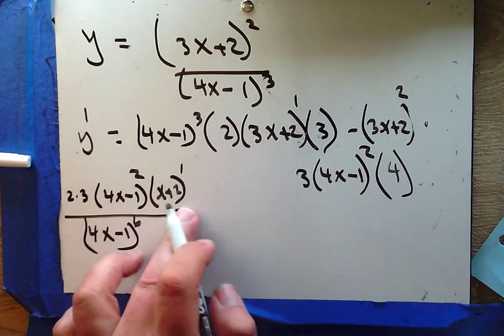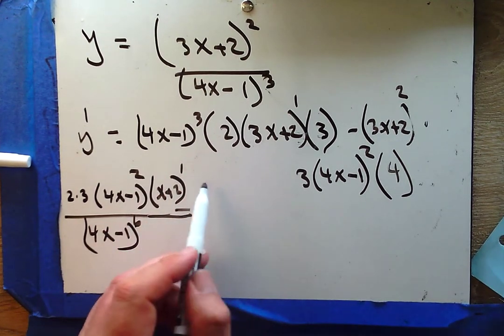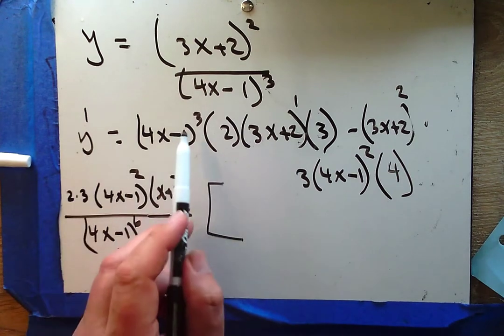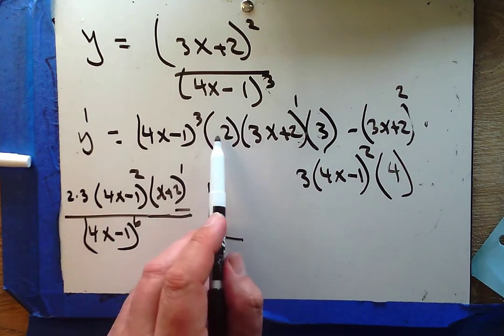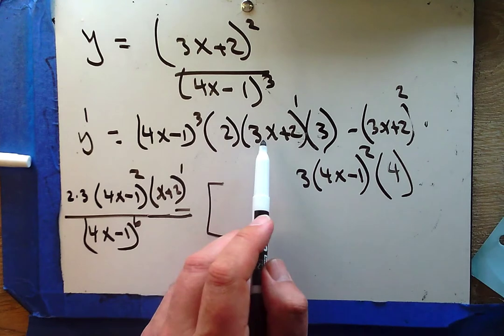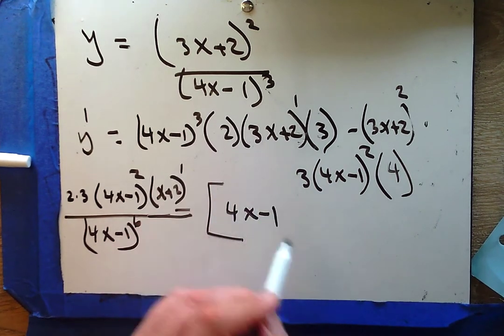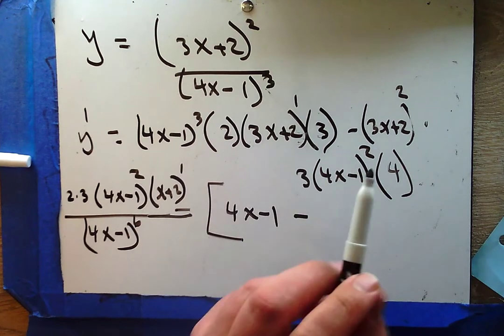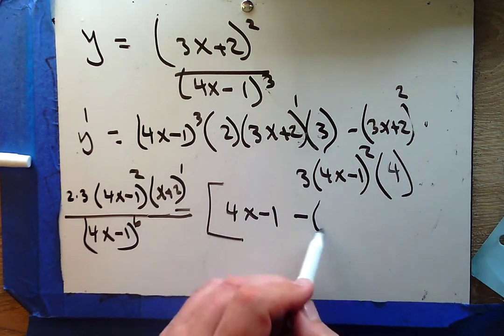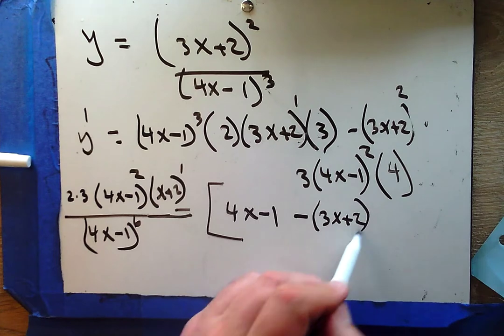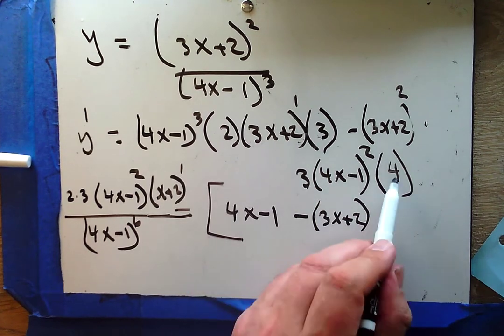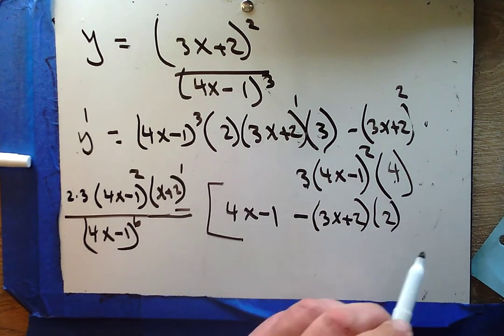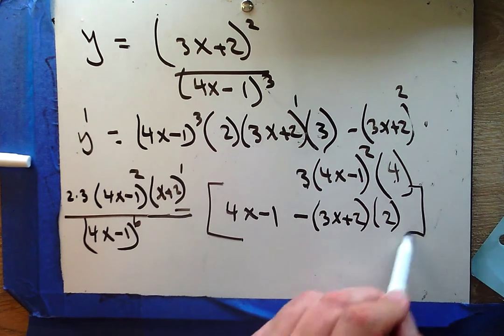So what's left over when I do this? Well, I took out 2 of those, and I took out a 2, and I took out a 3, and I took out that, so I just have the 4x minus 1 left over. And then I have our subtraction symbol, and I took out 1 of these, so I still have a 3x plus 2. I took out a 3, I took out a 2, so I still have a 2 left over, and I took out both of those.